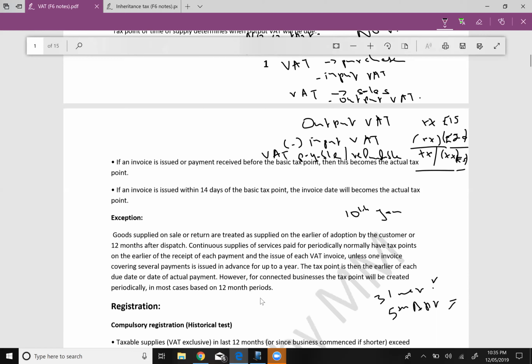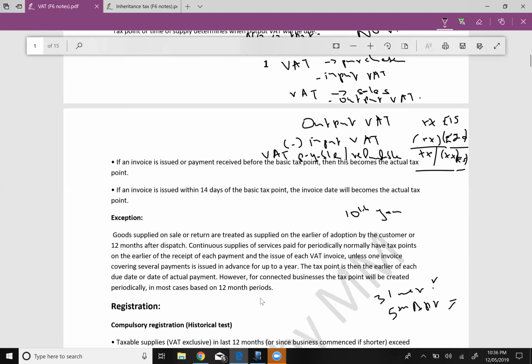Now there are some continuous supplies, like let's talk about K Electric. They charge VAT in the bills, right? In the electricity bills. So basically, VAT is not charged on a daily basis, right? Although the supply is given on a continuous basis, we consume electricity on a daily basis. But VAT is not charged on a daily basis. It is applied on a monthly basis.